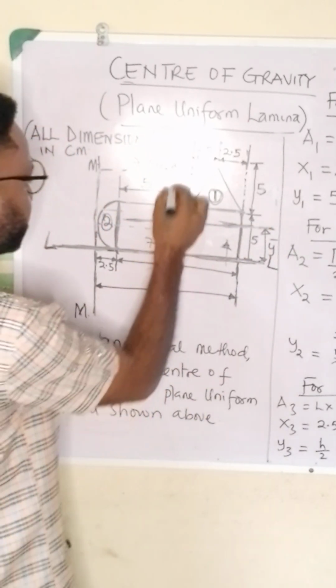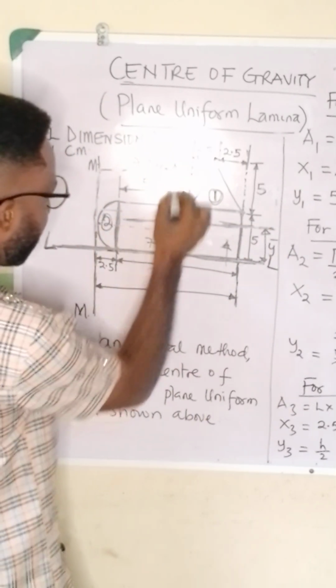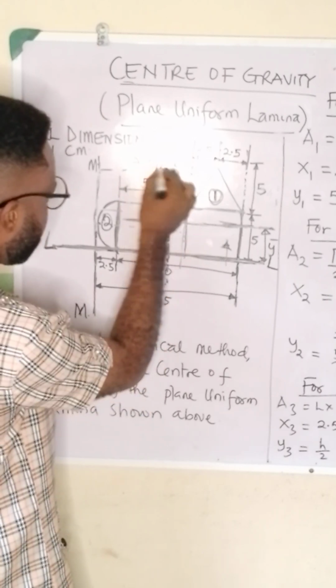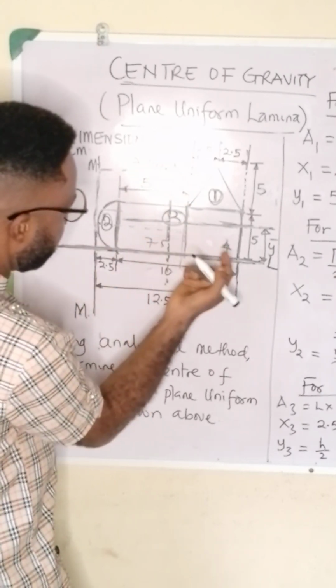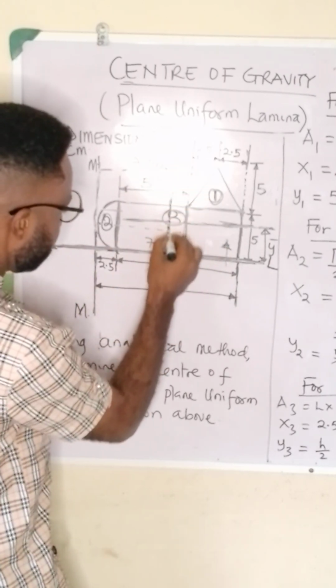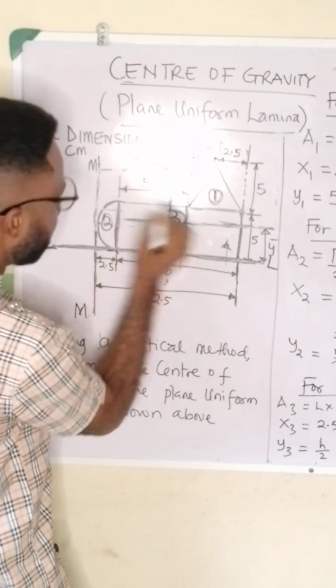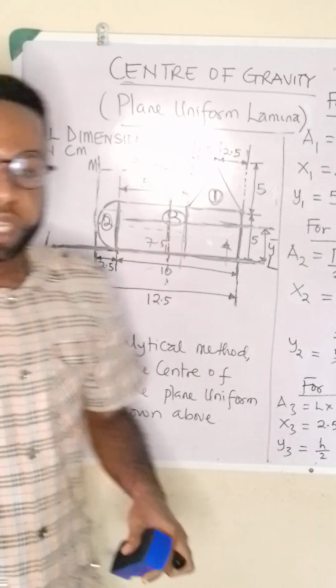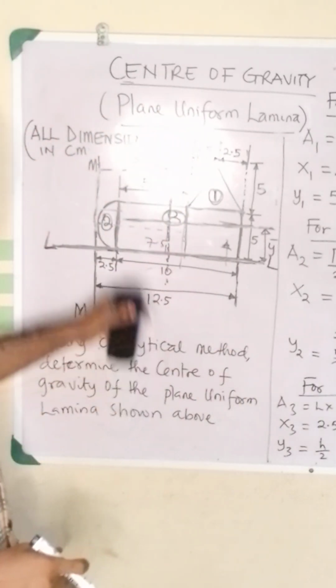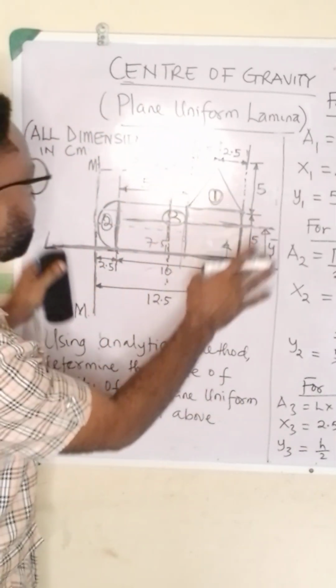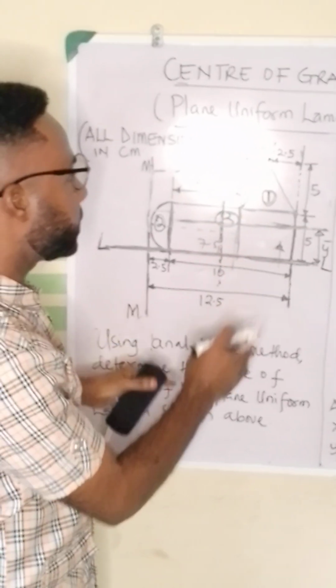And then for the X, because it is 7.14 and we know from here to here is 7.5, we can assume that the centroid, that is X bar, will be from here to about this point. So basically, that is how to determine the centroid for this plane uniform lamina.